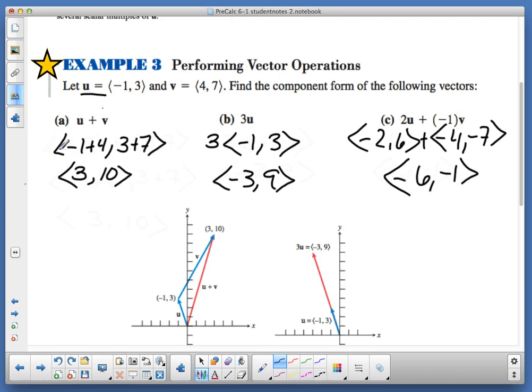Questions regarding anything? Is it okay? Scalar and addition, are we feeling comfortable with that manipulation? Okay, cool.